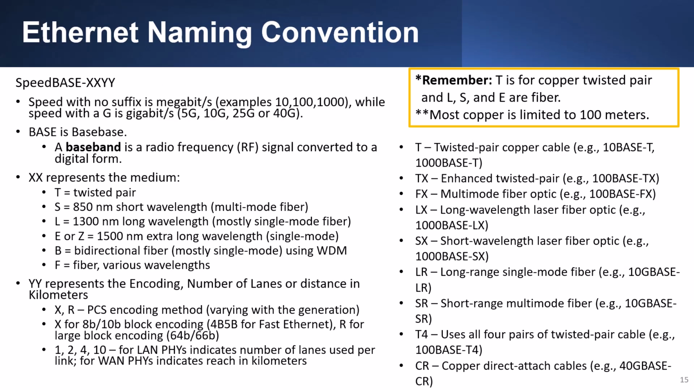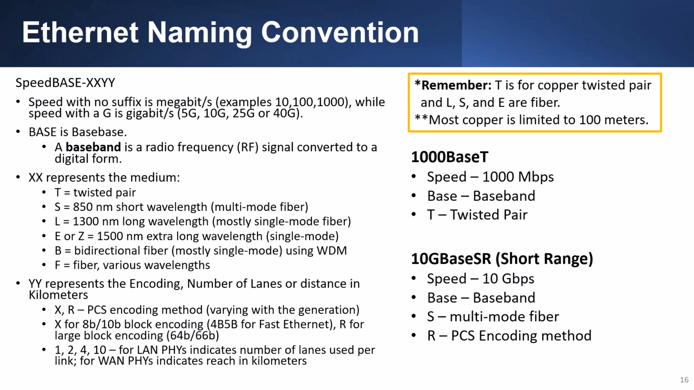Over the years, there have been many Ethernet standards created and used. However, there is some logic to the naming convention used in Ethernet standards. The naming convention usually begins with the speed. Ethernet uses baseband, as indicated by base, which uses a radio frequency signal converted to a digital form. The next characters specify the medium, the encoding, number of lanes, or distance. T is for copper twisted pair, and L, S, and E are fiber. Most copper cabling is limited to 100 meters.